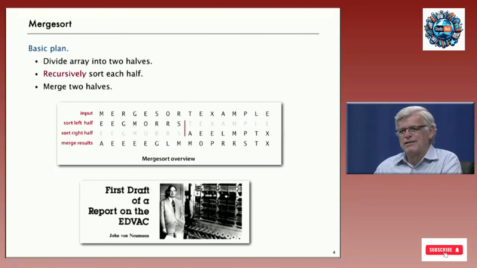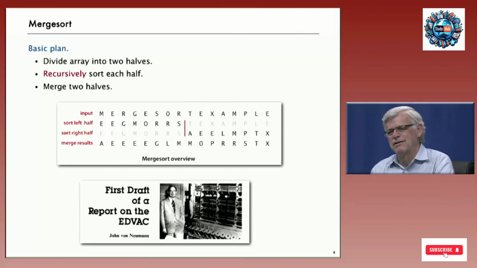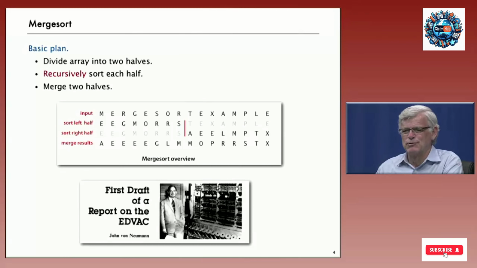It was actually one of the first non-trivial algorithms implemented on a computer. John von Neumann realized in the development of his EDVAC computer, one of the first general-purpose computers, that it was going to need a sorting method, and he came up with Mergesort. He's widely credited as being the inventor of Mergesort.